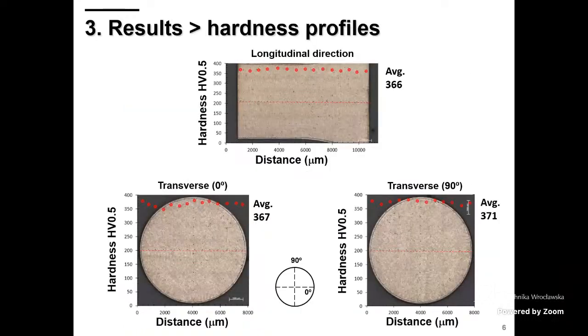So regarding the hardness profiles, we can see here the measurements in different directions, longitudinal and transverse direction, evaluated in orthogonal lines. If we analyze the variations over the distance, and if we compare the average values, we can see that these values are basically the same, regardless of the direction and the plane evaluated, which is also good in our perspective regarding the reproducibility of the manufacturing process.